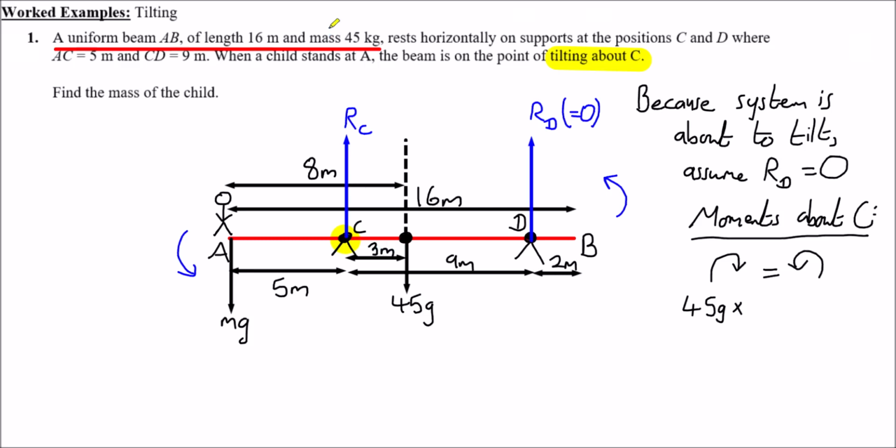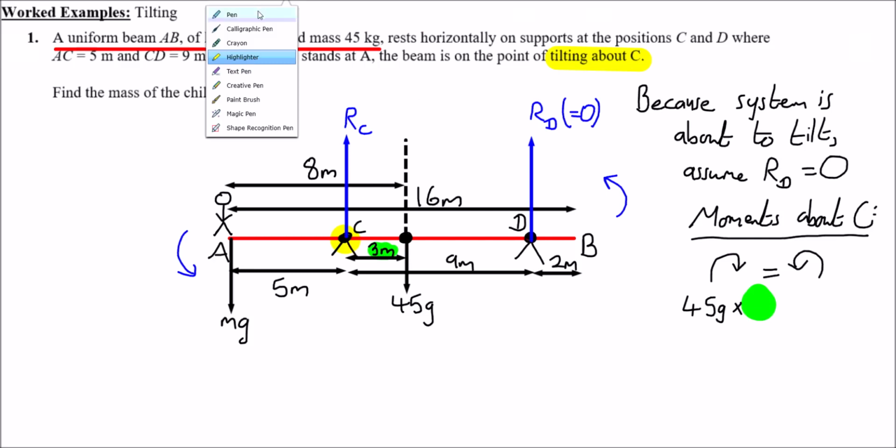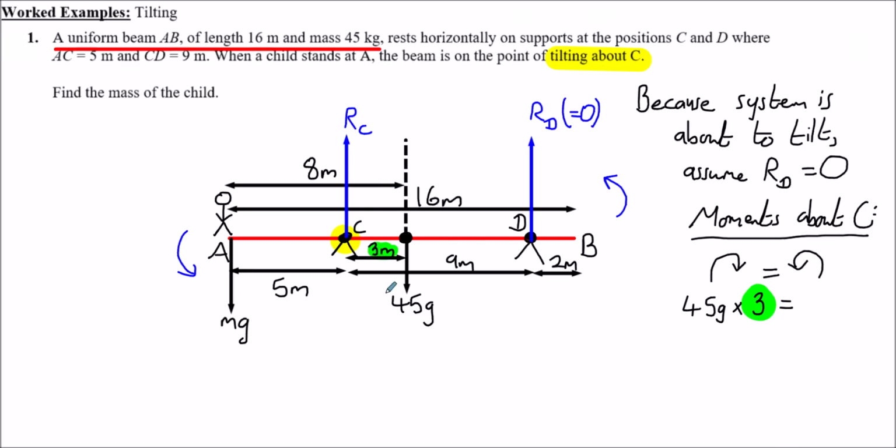So we can add this in and use it in the calculation. So 45g multiplied by 3, going clockwise, will equal the anti-clockwise moments.